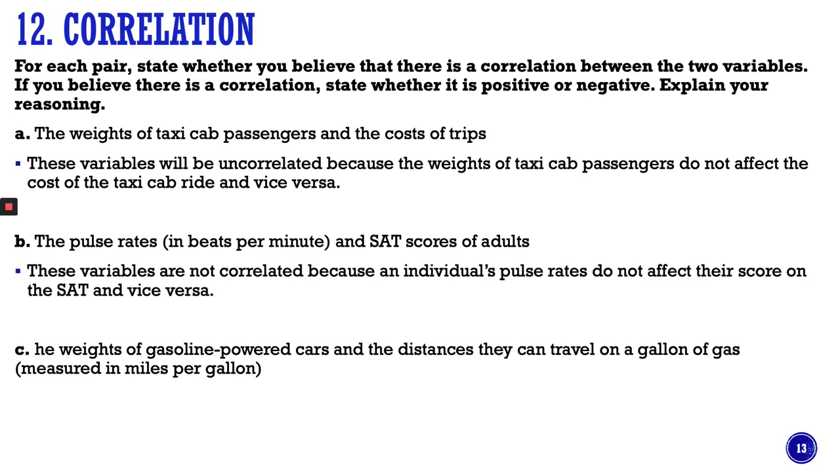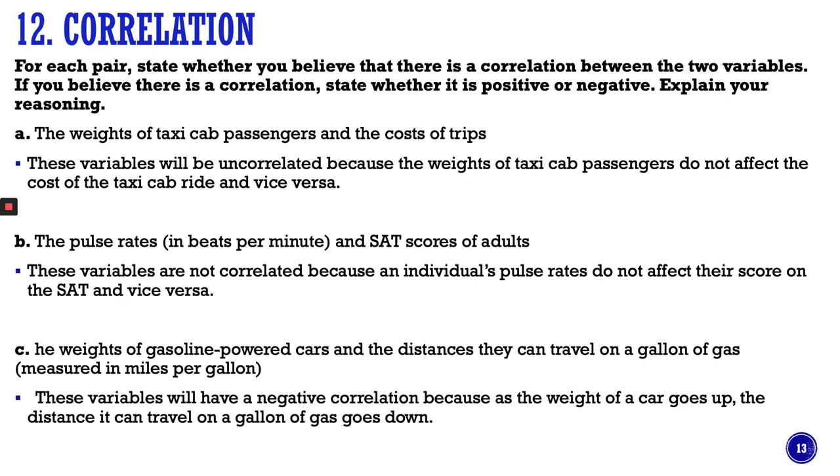The pulse rates in beats per minute and SAT scores of adults. Well, these are not correlated because an individual's pulse rate does not affect their score on the SAT, and vice versa. The weights of gasoline-powered cars and the distances they can travel on a gallon of gas. Well, these variables will have a negative correlation because as the weight of a car goes up, the distance it can travel on a gallon of gas goes down.